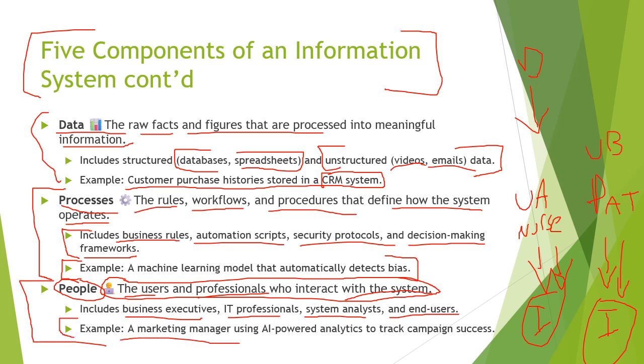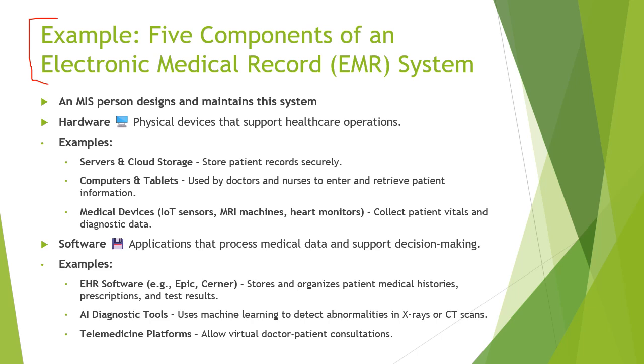So an example, a marketing manager using AI-powered analytics to track the success of their campaign. Also, if you're in a healthcare setting, your people would be the nurse, the patient, the doctor, the pharmacist, whoever, right? You have different people that use different aspects of the information within the system. So an example, you have electronic medical record systems. So an MIS person would help design and maintain the software, hardware, everything in the information system. So an example of just kind of breaking that down.